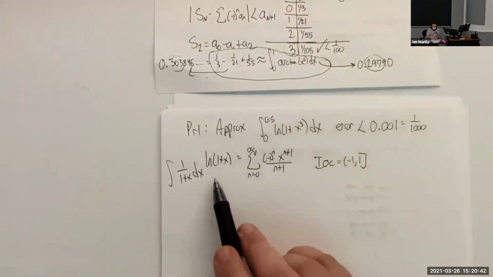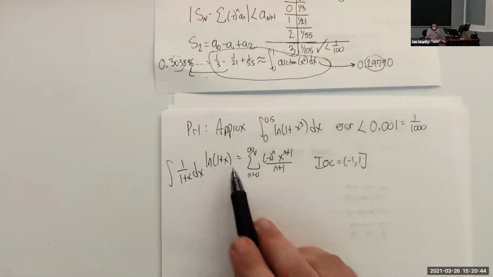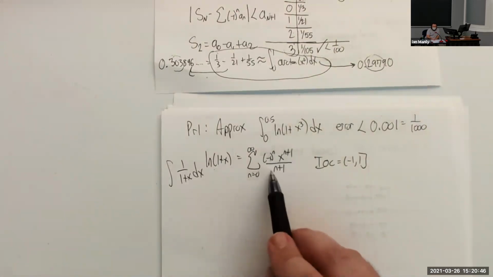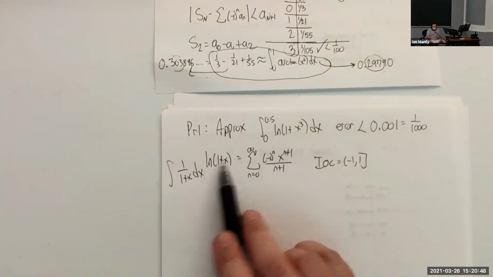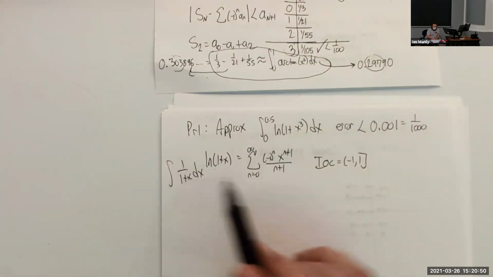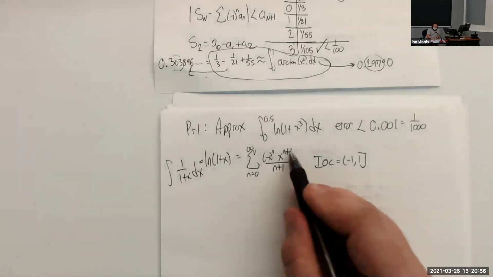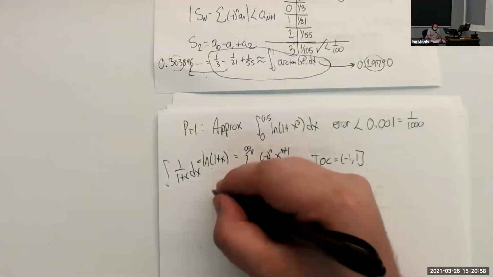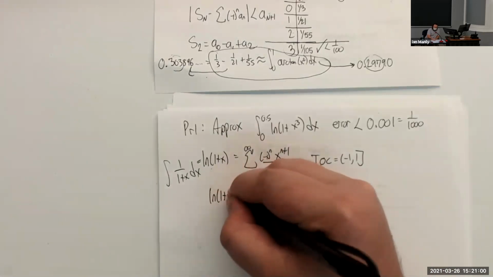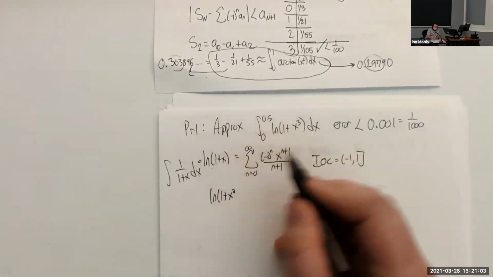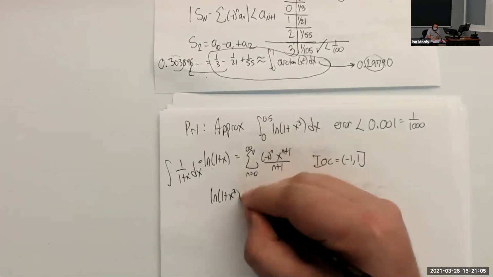Now, from last class, we saw that ln of 1 plus x is this sum right here. And if we forgot what this series was, we could do the series for 1 over 1 plus x and integrate it to get the one for ln of 1 plus x. All right, so ln of 1 plus x is this right here. So if we want ln of 1 plus x cubed, we simply replace the x in here with an x cubed.